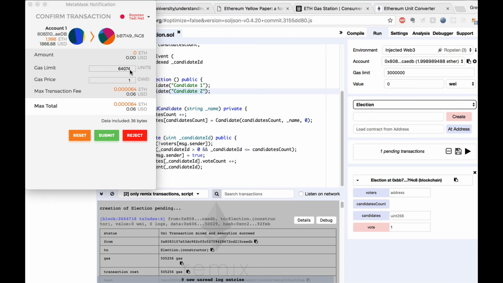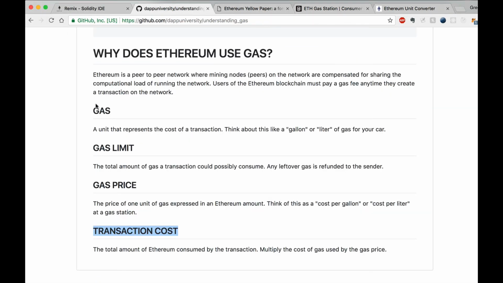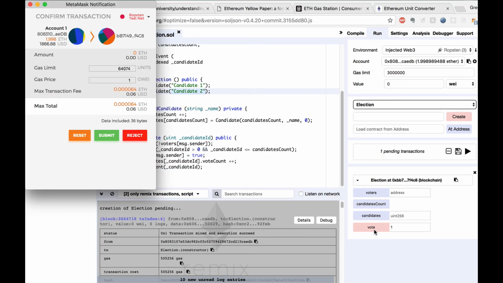So let's look at the concepts related to gas, as they pertain to calling this vote function. There are a few terms here: gas, the gas limit, the gas price, and also the total transaction cost. If we're thinking about gas, you can think about it in 2 ways. In one way, gas is just the general idea that making transactions on the Ethereum network costs gas, and gas is what powers the Ethereum network. Now, that's one way to think about it.